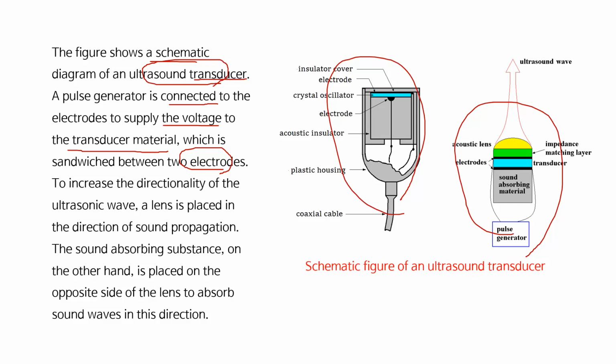So the transducer material is sandwiched between two electrodes, and the pulse signal is given to the two electrodes here and here. We can supply voltage.